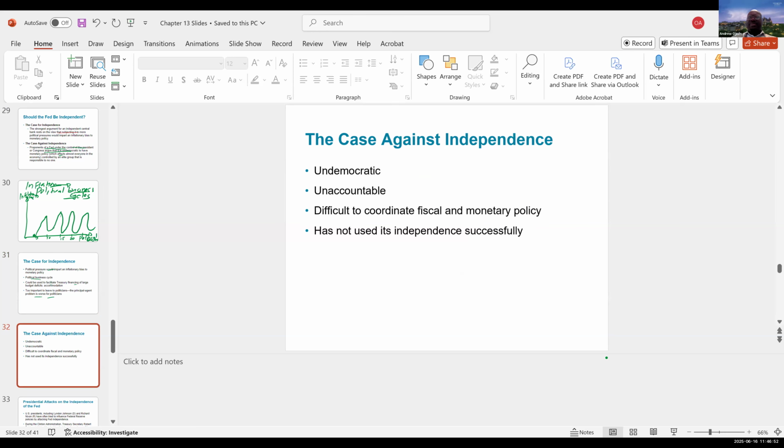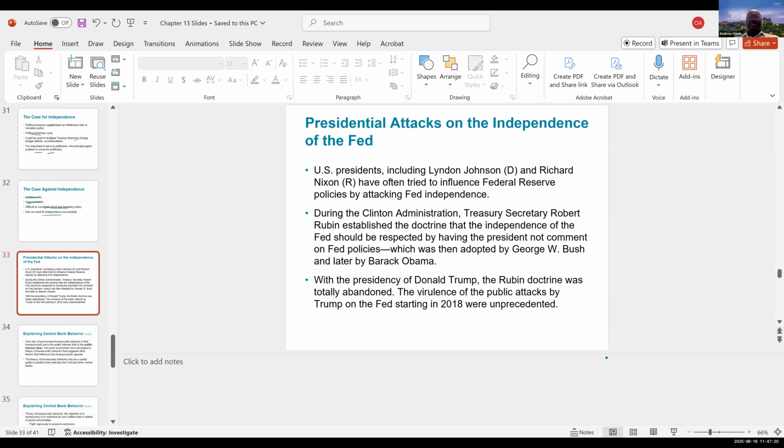But here's some of the argument against the Fed. People who think the Fed is undemocratic and unaccountable say that it is difficult to coordinate fiscal and monetary policy anyway, and that the Fed has not used its independence successfully. We know the Fed has been successful as economists, but there are some politicians who might say, we don't like what the Fed is doing, and they're going to bring some arguments against what they think the Fed is doing.